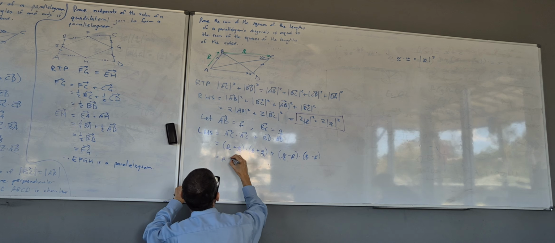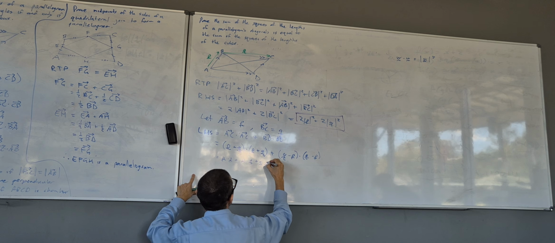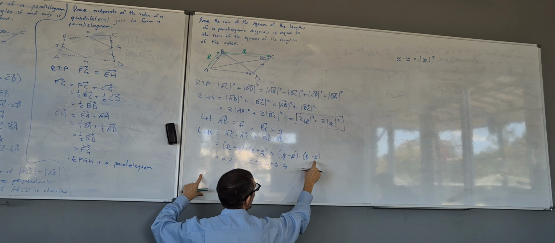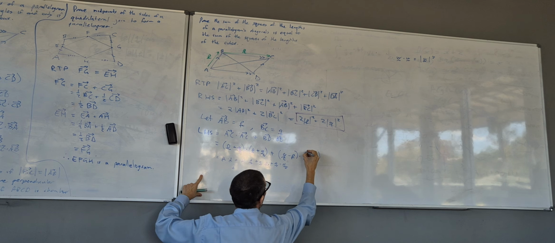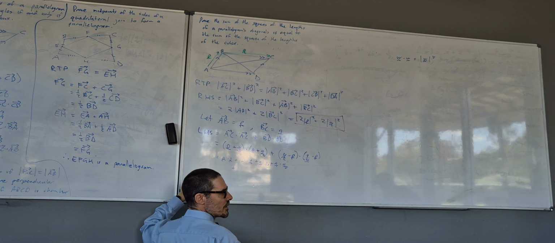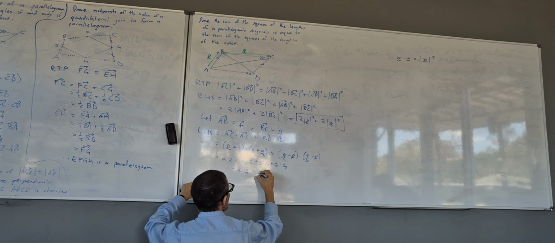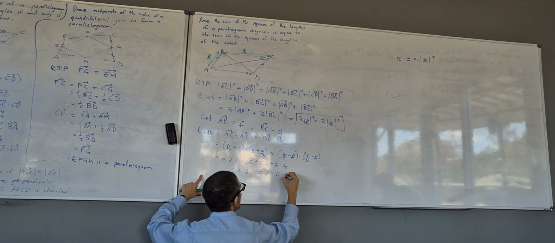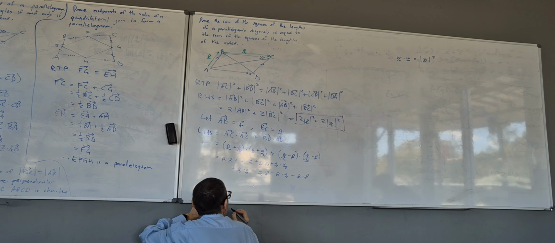P dot P plus P dot Q plus Q dot P plus Q dot Q. What's in the far right bracket? Q minus P, it's this one squared. Q dot Q minus, carefully, Q dot P minus P dot Q plus P dot P. Keep going.